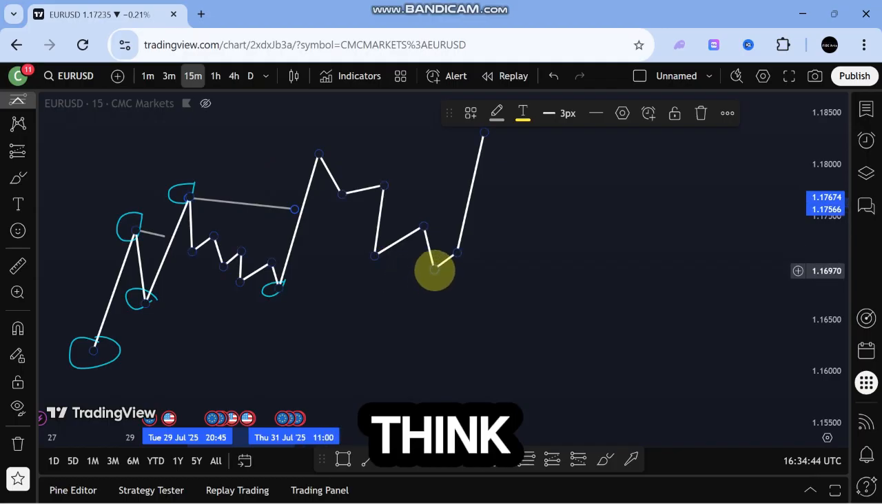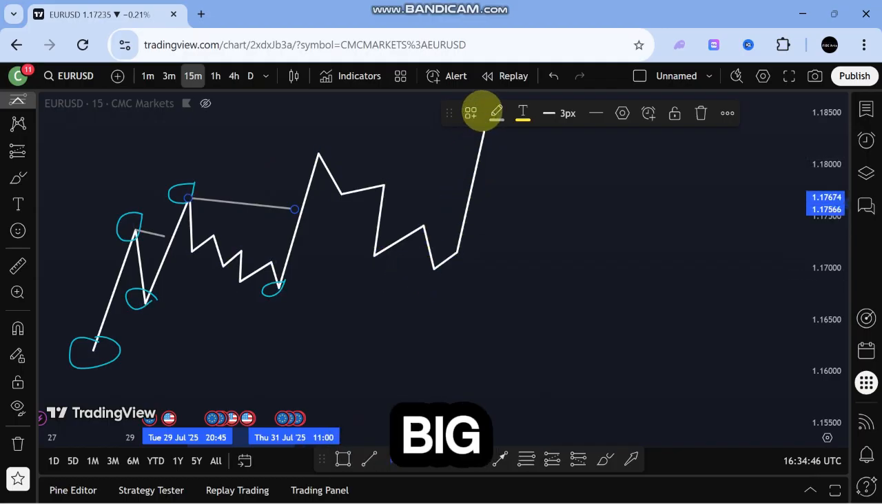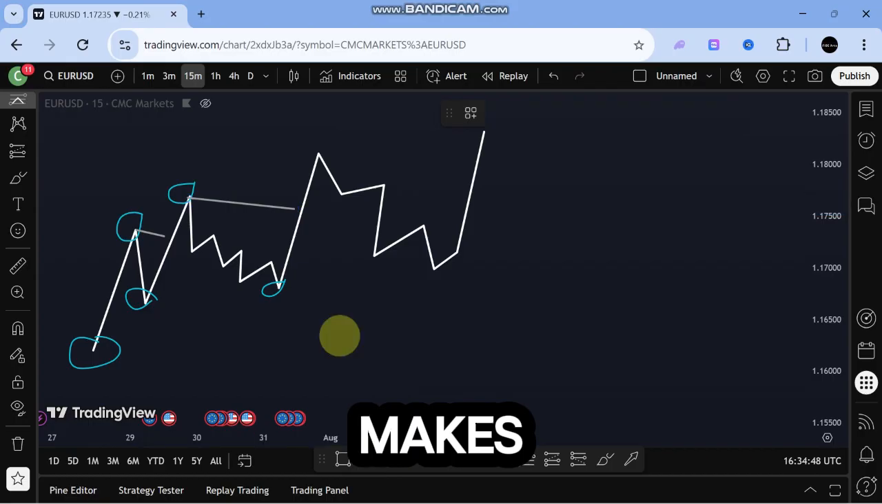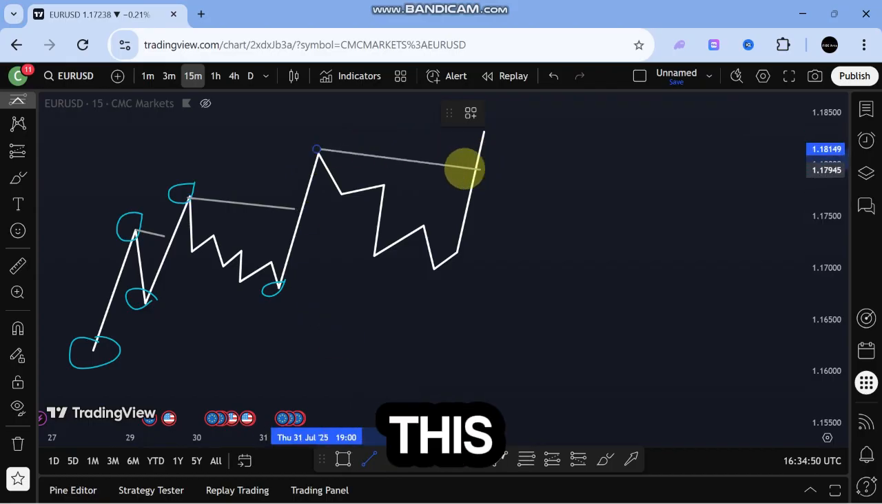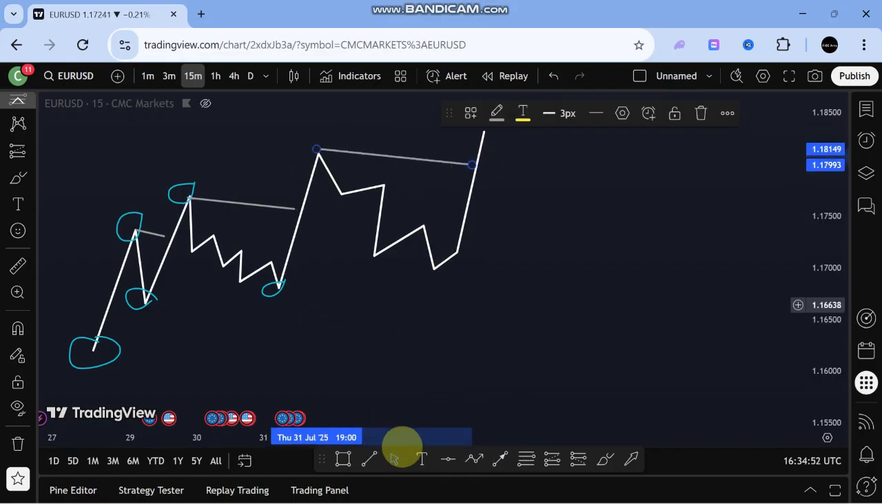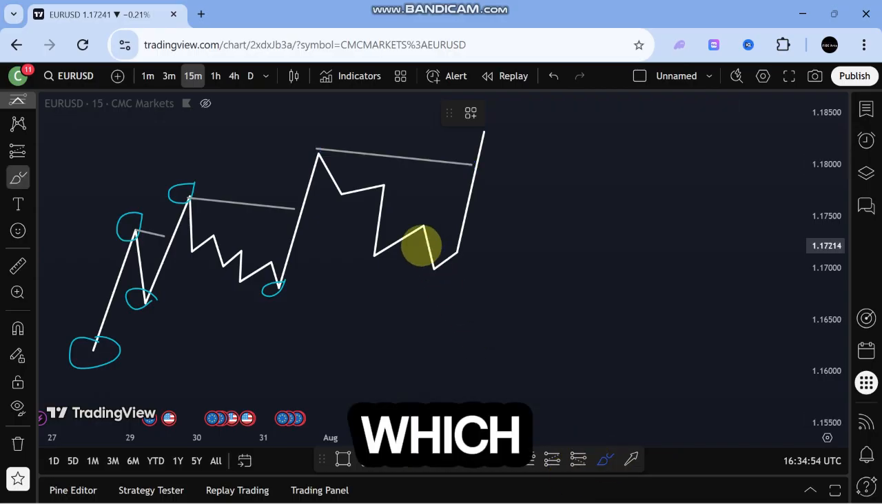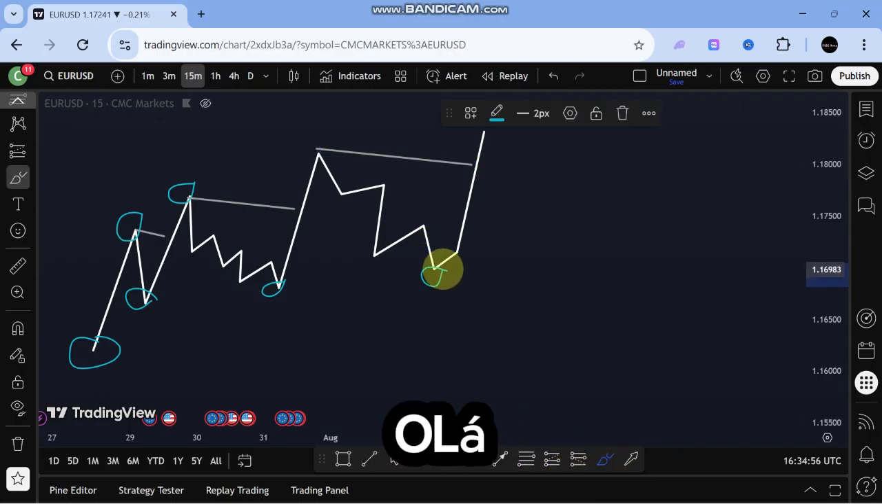Then this, I think this was the lowest point it went to before the break of structure to the upside, which makes here our next higher low. You can see it in the chart. It's not going to follow a straight pattern, but you should always be able to point out the lowest point it went to.